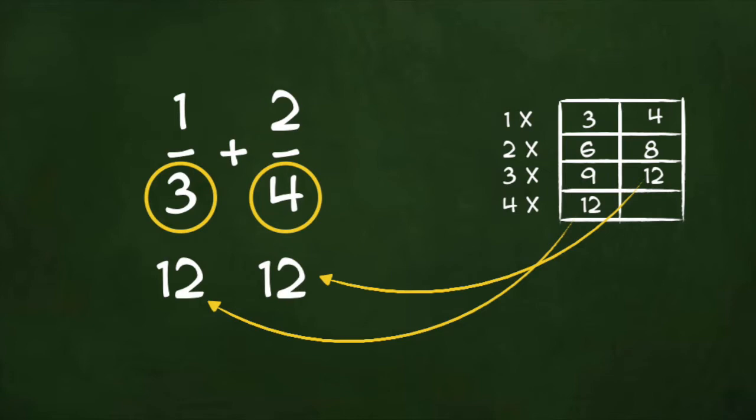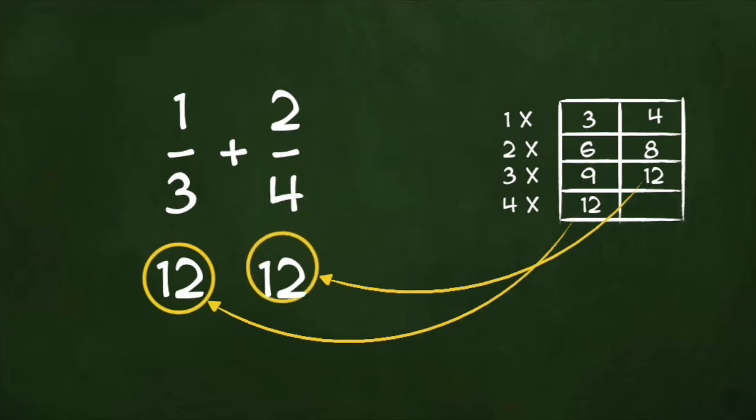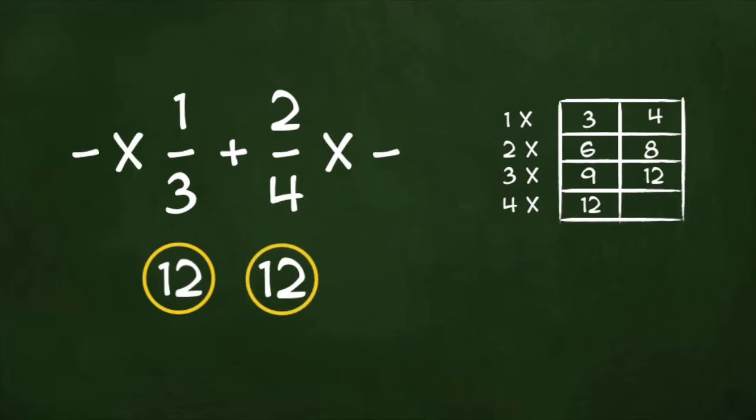We have to figure out what multiplier we need to use with our current denominator to get 12. Now, look at our table. For our first denominator, we will use 4 as a whole number since 4 times 3 equals 12. For our second denominator, we will use 3 as a whole number because 3 times 4 equals 12.